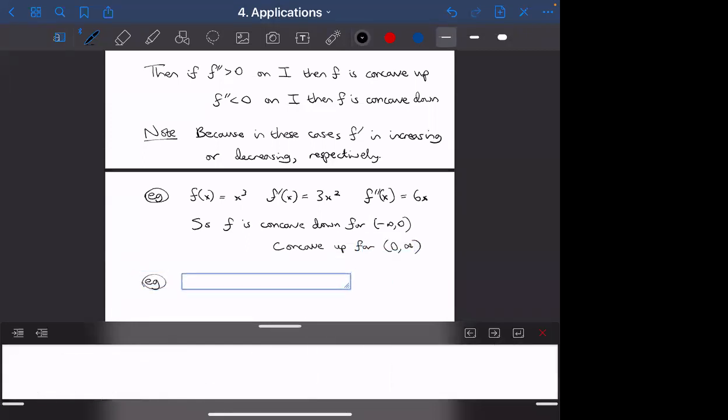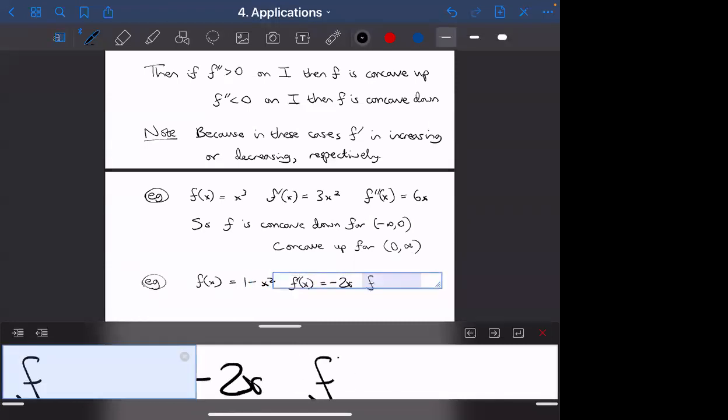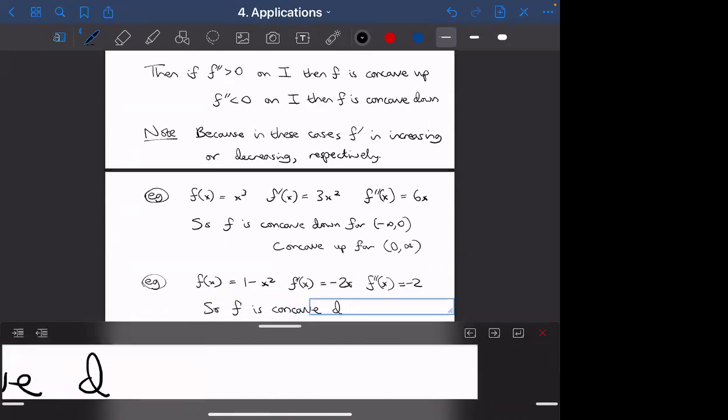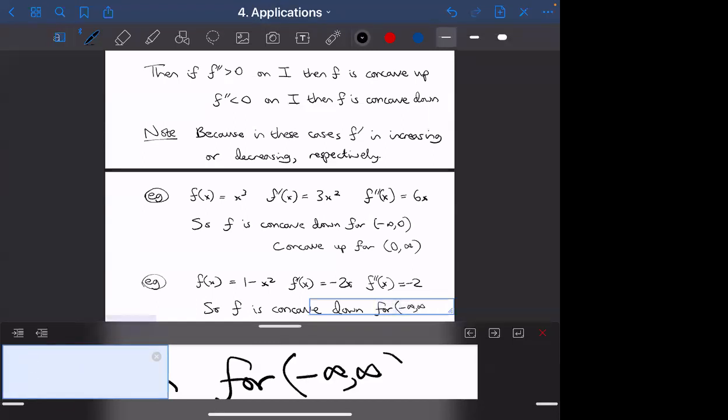And giving another example, f(x) is 1 minus x squared. f prime x is minus 2x. And f prime prime x is minus 2. So in this case, the second derivative is negative. So f is concave down for minus infinity to plus infinity.